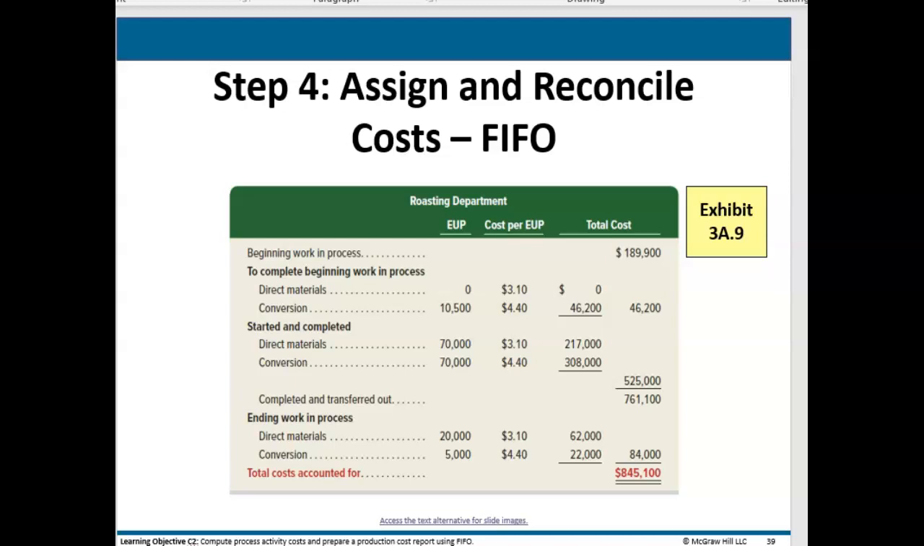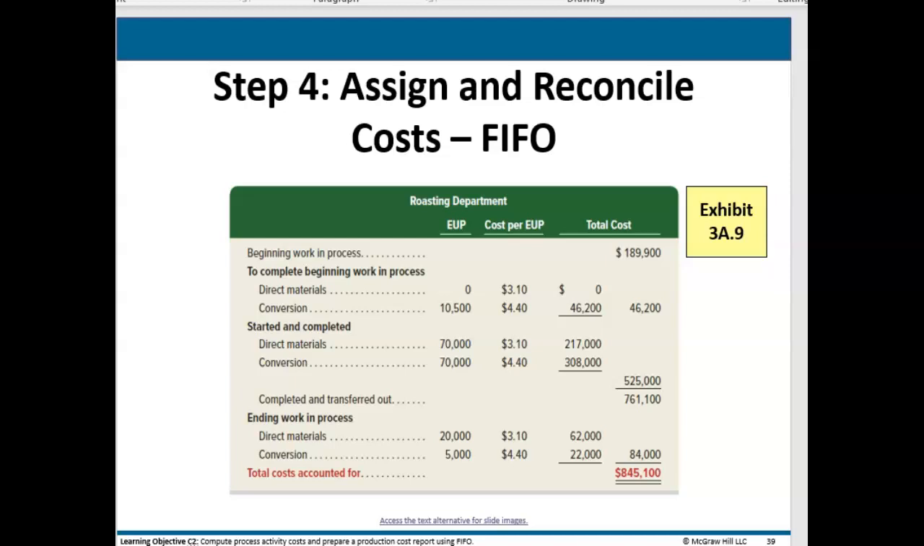Complete beginning work in process inventory. The cost to complete beginning work in process inventory is $46,200. We assign $0 of direct materials as there were 0 equivalent units. Recall EUP is 0 because beginning inventory was already 100% complete for direct materials. We assign $46,200 of conversion costs. This is the remaining conversion costs required on beginning work in process inventory to complete it for the next department.